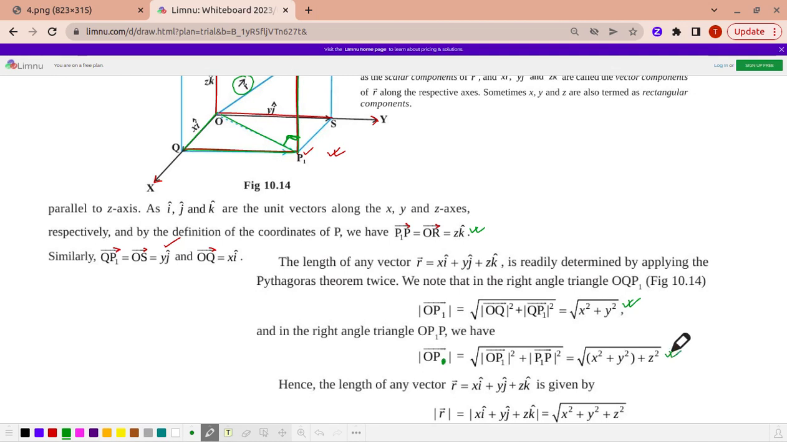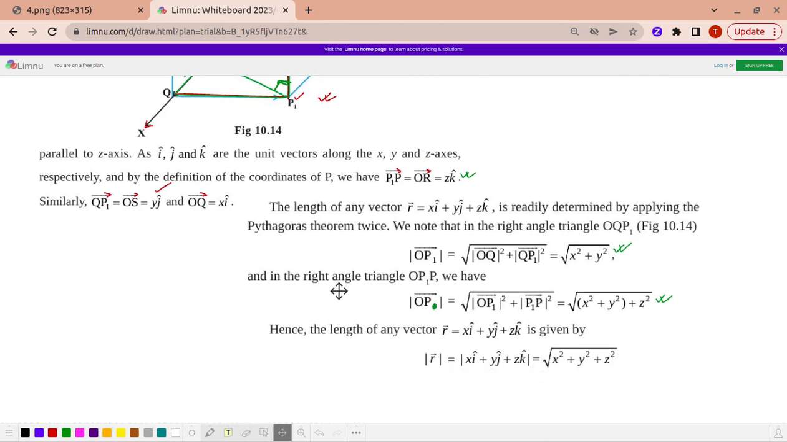So now that we are able to derive this from the Pythagoras theorem, we get the length of any vector R, xi cap plus yj cap plus zk cap, given by mod R equal to mod of xi cap plus yj cap plus zk cap, which is equal to the square root of x square plus y square plus z square.